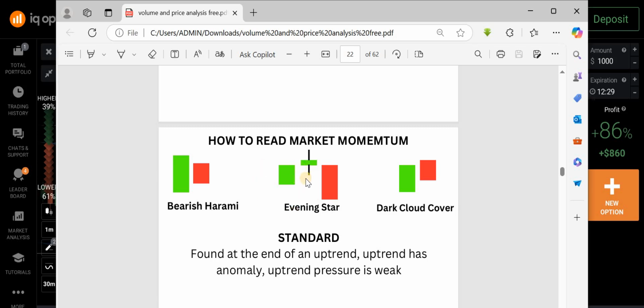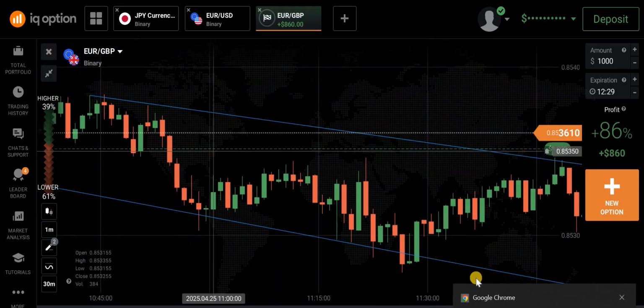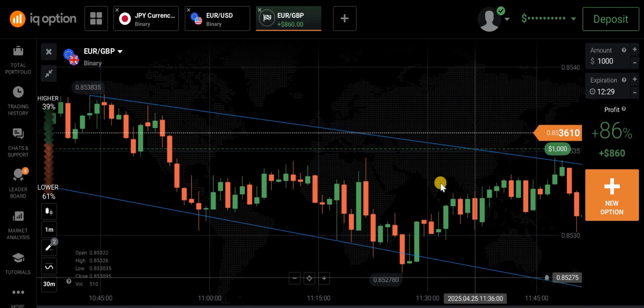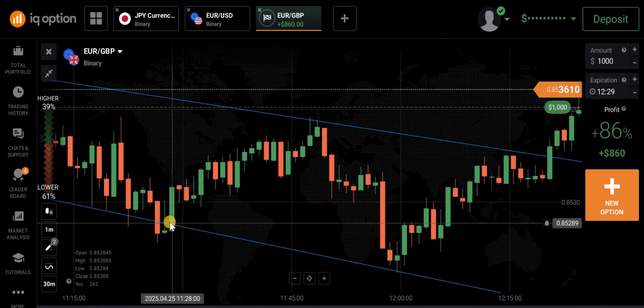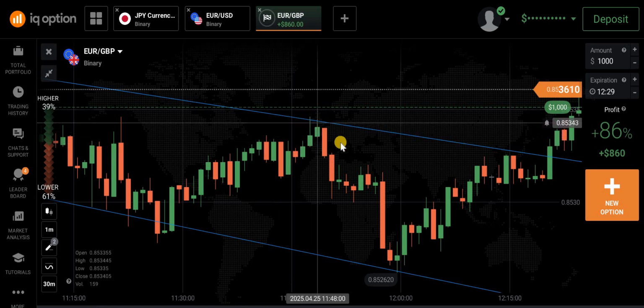After this candlestick, what did you see? It will go down. As you can see, it is found at the end of an uptrend. The uptrend has an anomaly. The uptrend pressure is weak, and with this, you find out that this is what I explained here. You see, okay, that trade. You see, found at the end. This is the beginning of an uptrend now. This is the end of an uptrend, right?